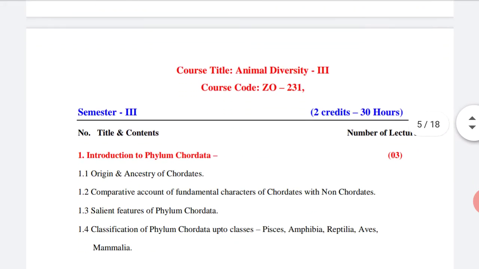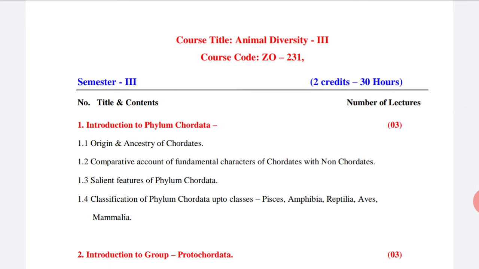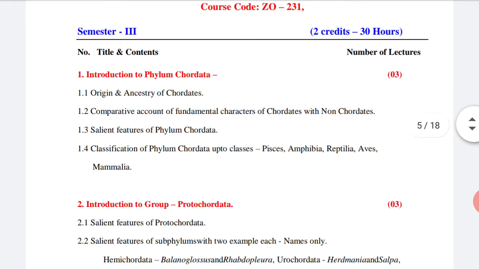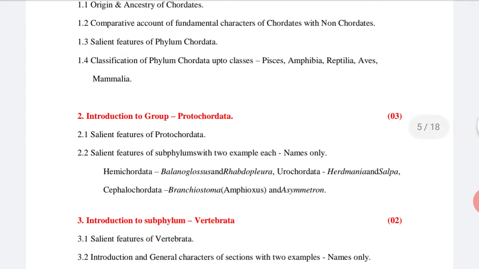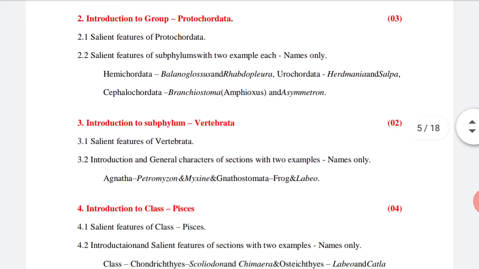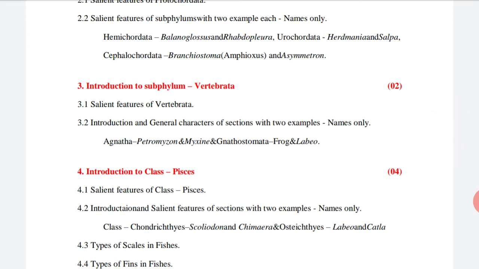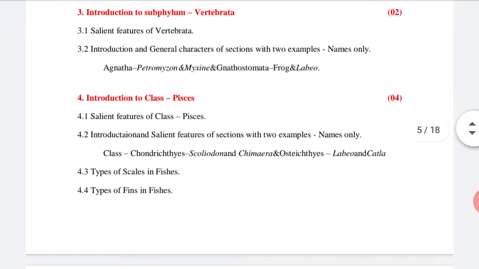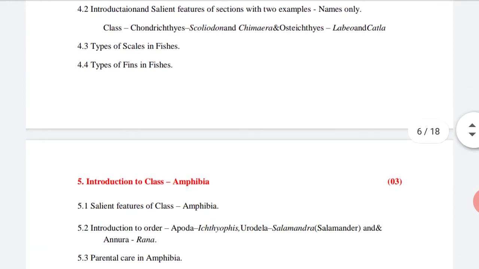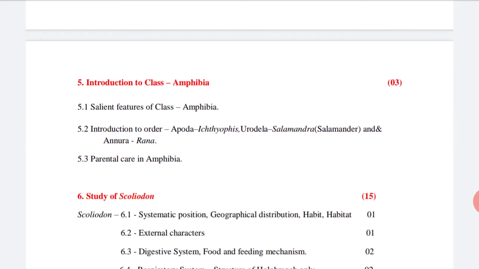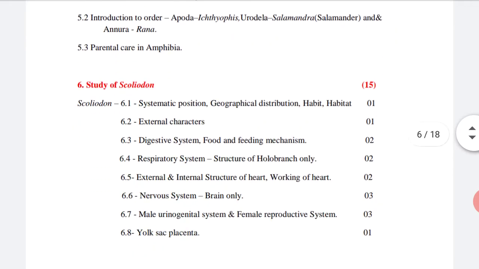Total 50 marks for each subject. In paper first, Animal Diversity 3rd, the course code is ZO231. In this paper, we have total 6 chapters. First chapter is Introduction to Phylum Chordata. Second chapter is Introduction to Group Protochordata. Third chapter is Introduction to Subphylum Vertebrata. Fourth chapter is Introduction to Class Pisces. Fifth chapter is Introduction to Class Amphibia and sixth chapter is Study of Scoliodon.